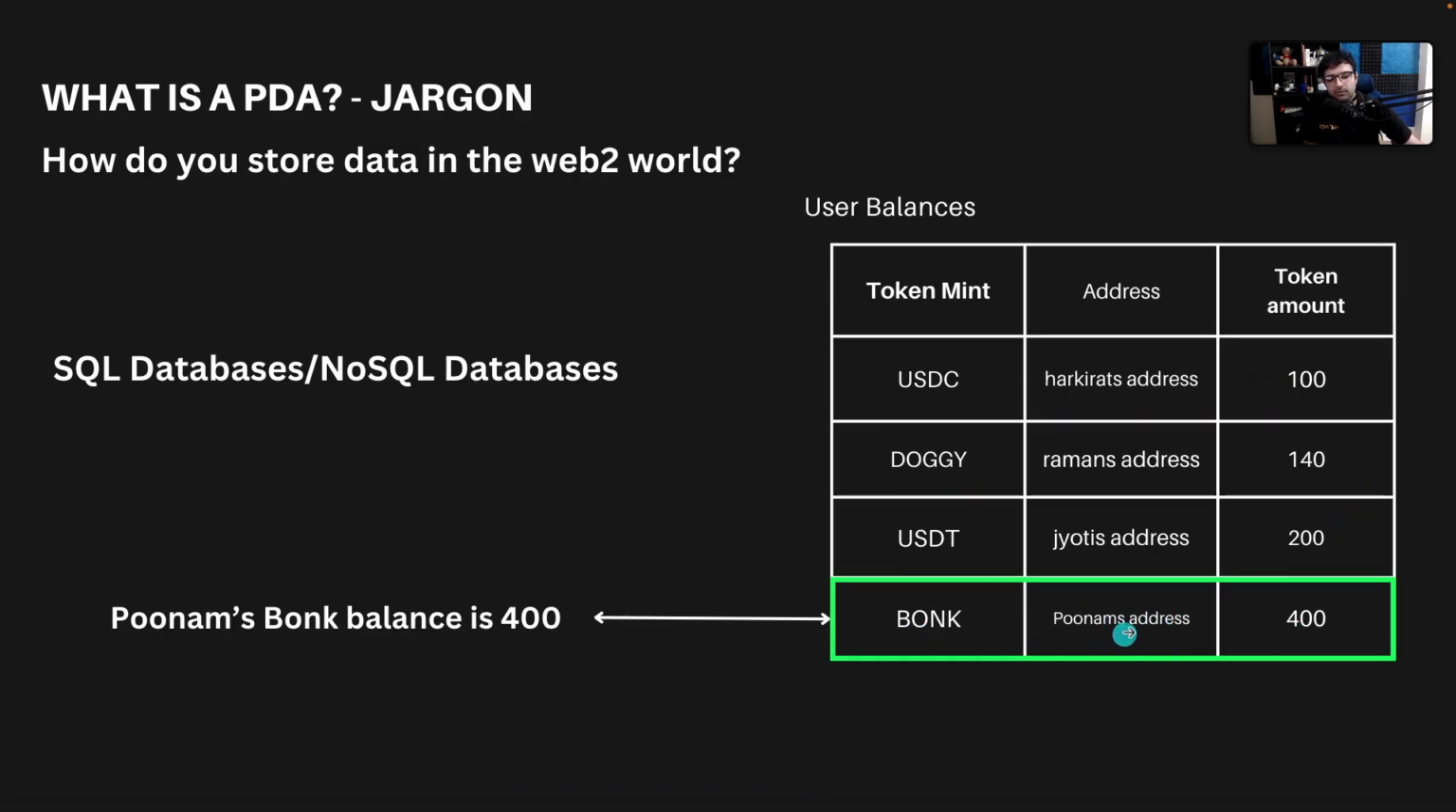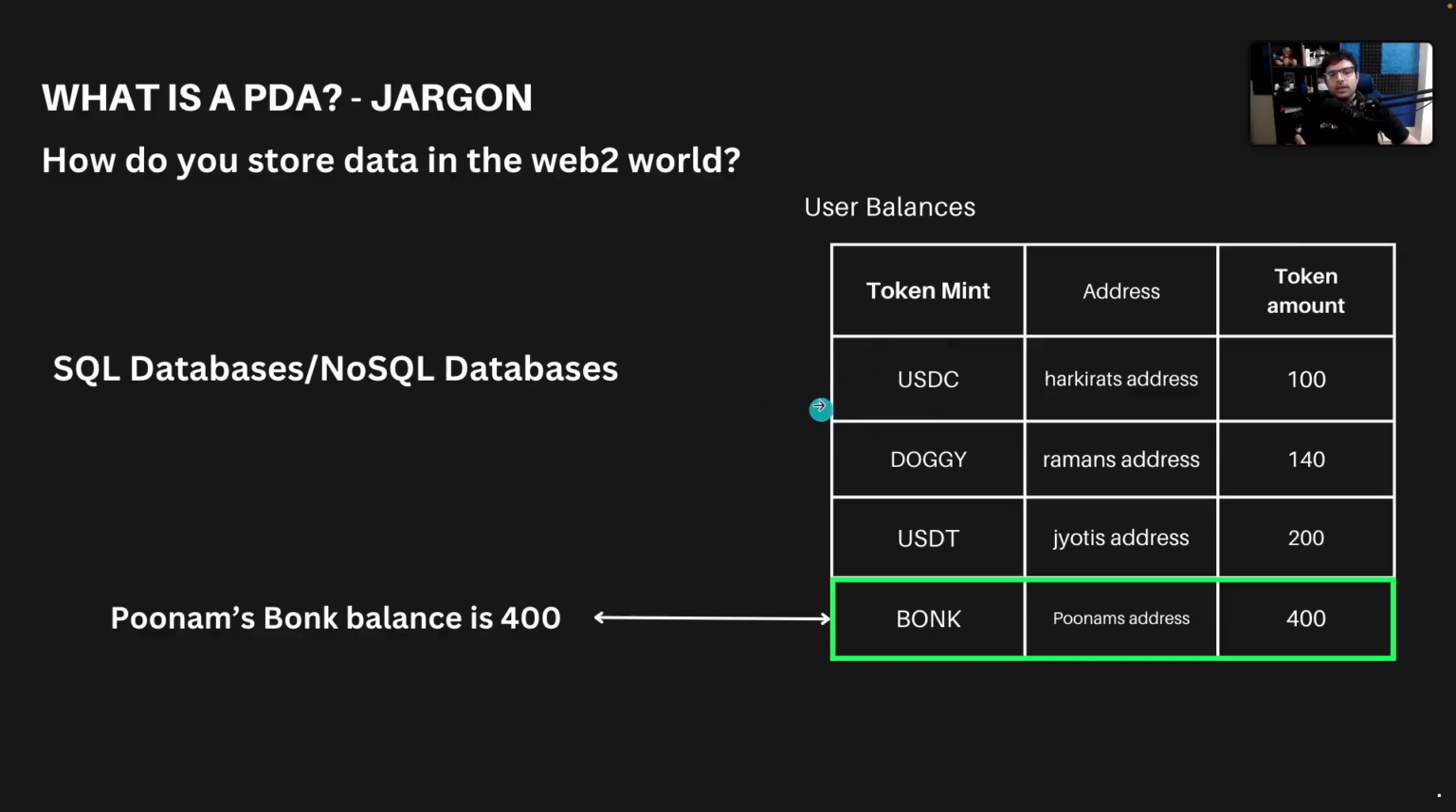Poonam's public key and the Bonk address's public key can derive how much token they have. So these two are the sort of inputs that derive this. These two would be the primary key of this table, for the people who understand primary keys in SQL. Okay, this will always be unique. Given a person's address, Harkirat's address, and given a token mint USDC, there will be a single row.